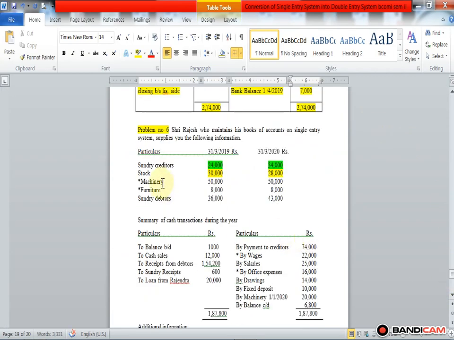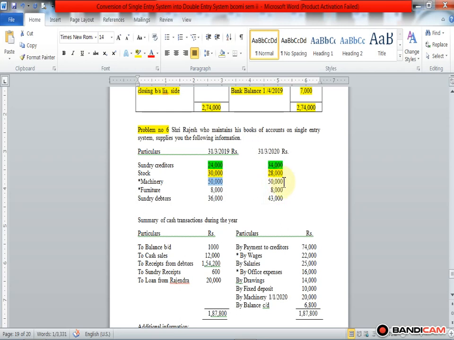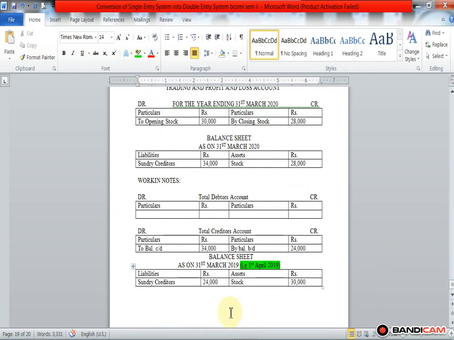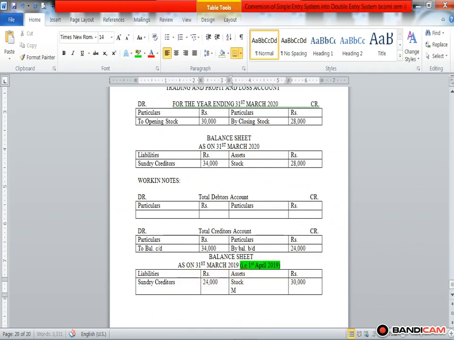Then machinery opening machinery, but here we make a star in front of machinery. It means some adjustment is given, but adjustment, or depreciation, is always computed on the closing balance of machinery. So here, first of all, transfer opening assets. Opening assets is transferred to the opening balance sheet asset side. So here, opening balance sheet asset side, machinery amounted to rupees 50,000.